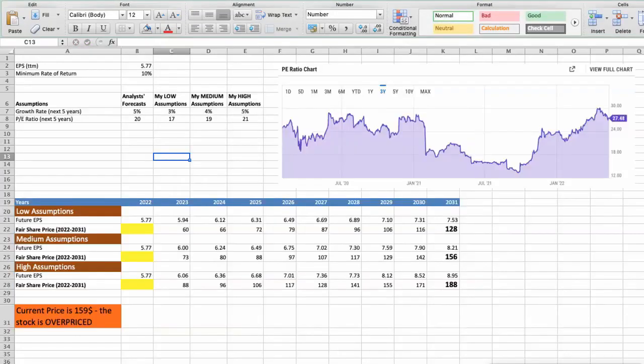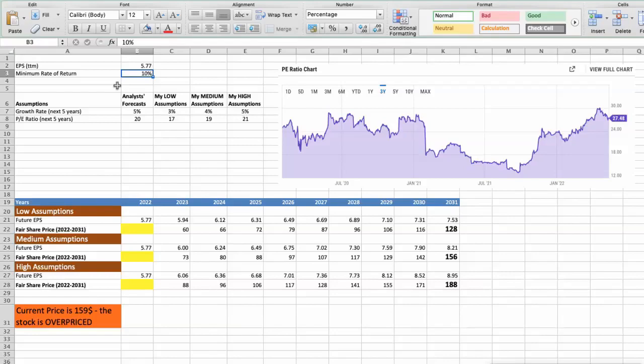Second model. Valuation based on earnings per share. This spreadsheet contains another financial data that we will use for the stock valuation. The current earnings per share for the company is 5.77. Minimum rate of return. I will use 10%, because when we invest in individual stocks, we are looking for a higher return than the S&P 500.